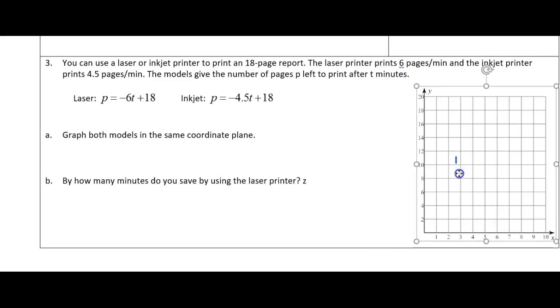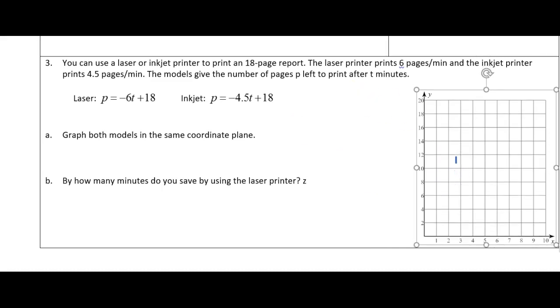All right, so the first thing it tells us is the equation for the laser printer, and it tells us the equation for the inkjet. So the first part says graph both models in the same coordinate plane. Notice once again I have scaled my axes. So take a minute to scale your axes.